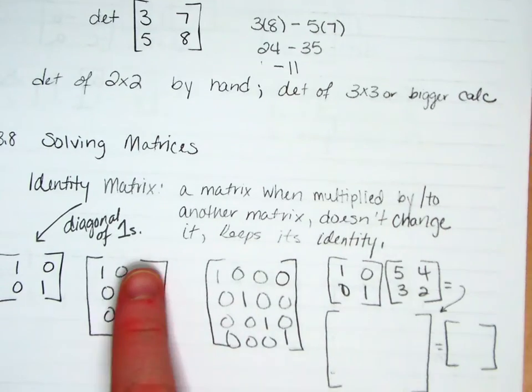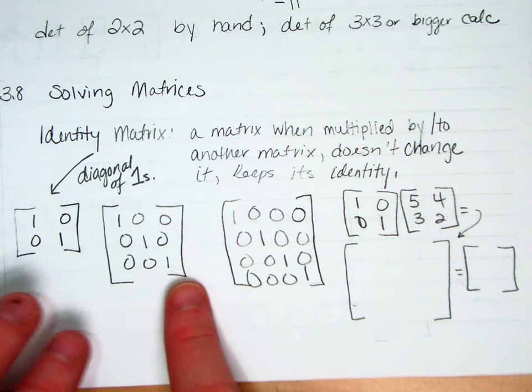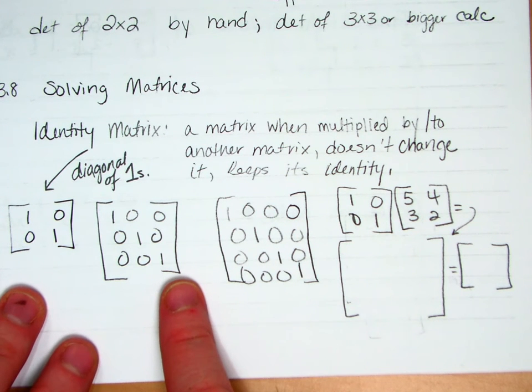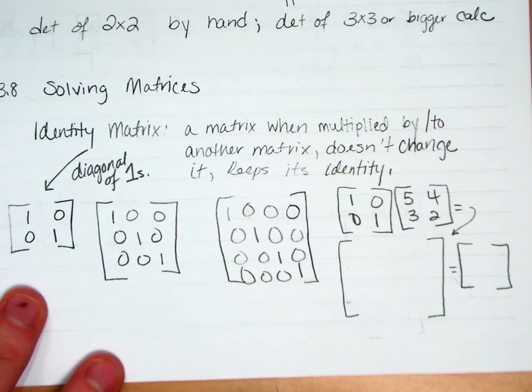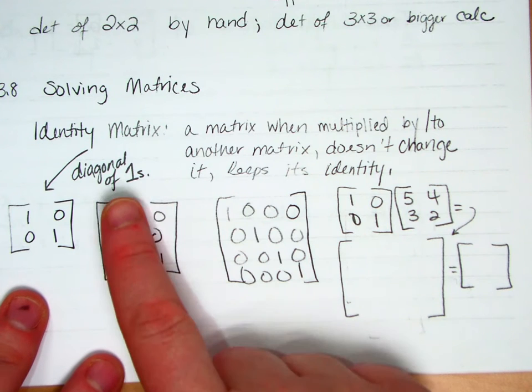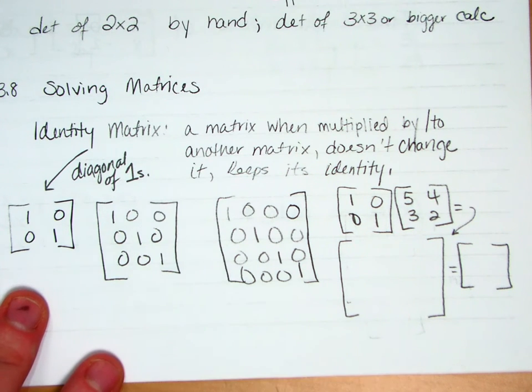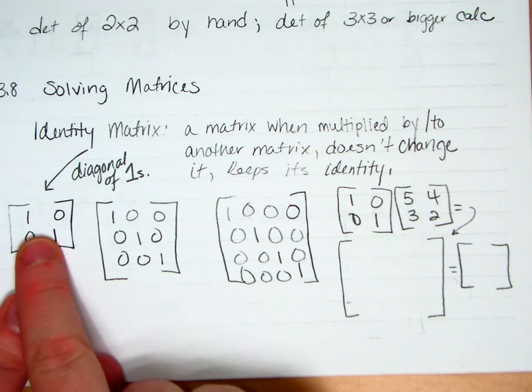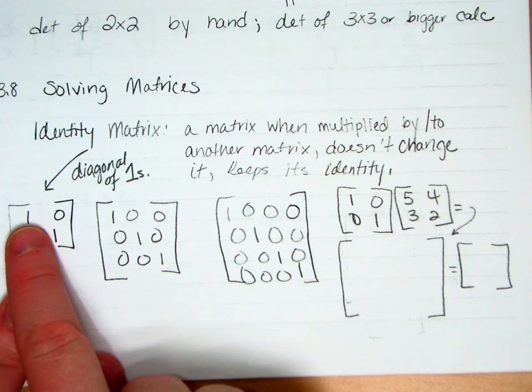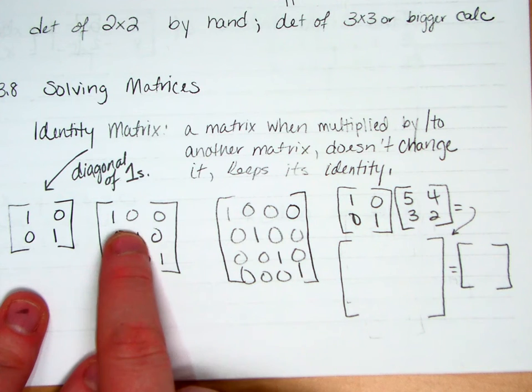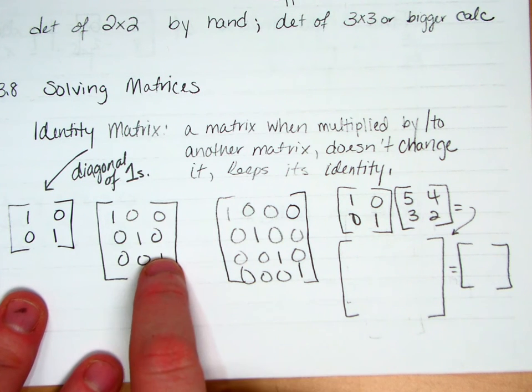Solving matrices. When you're solving, you need to have the determinant to find the inverse. When you are doing that, you're going to have the identity matrix. A matrix when multiplied by the identity doesn't change, it keeps its identity. The diagonals are 1, so a 2 by 2 would have 1s on the diagonal and zeros elsewhere. A 3 by 3 has 3 1s down the diagonal from the upper left to the bottom right.